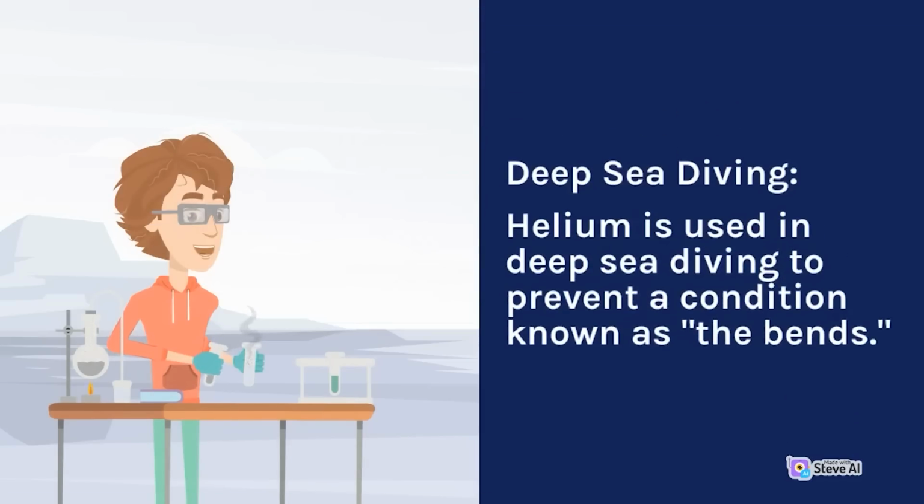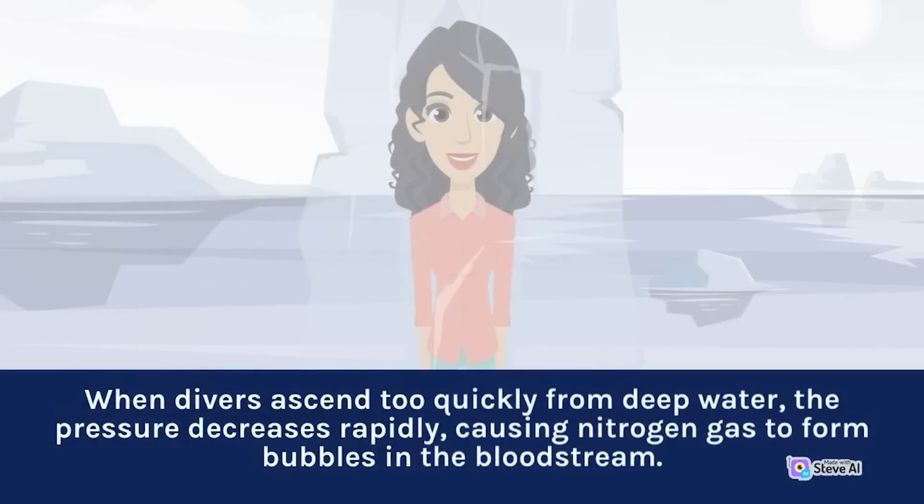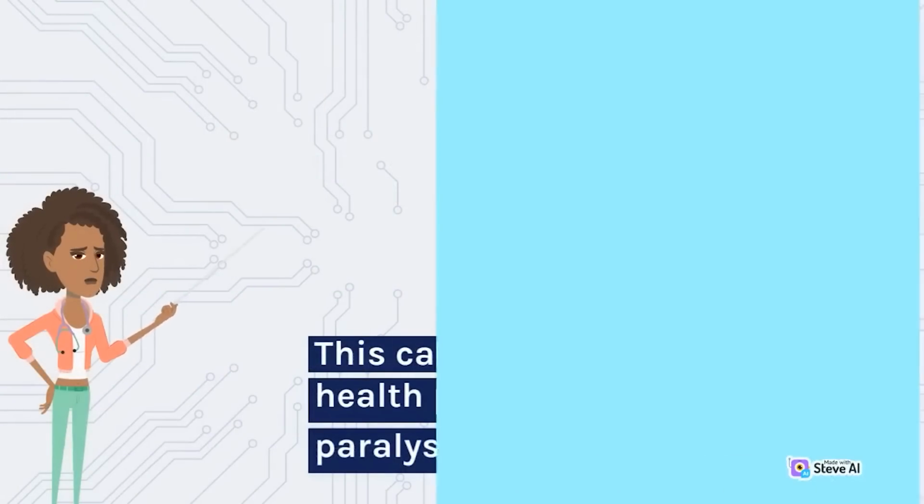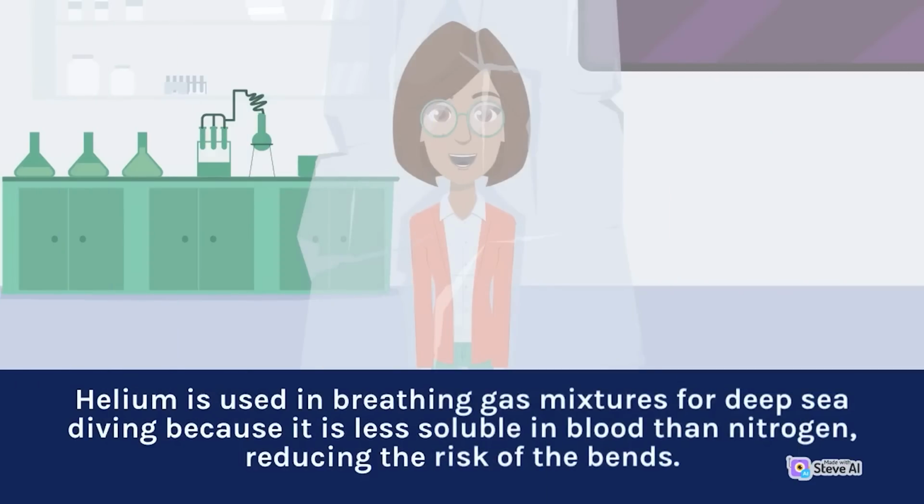Deep-sea diving. Helium is used in deep-sea diving to prevent a condition known as the bends. When divers ascend too quickly from deep water, the pressure decreases rapidly, causing nitrogen gas to form bubbles in the bloodstream. This can lead to serious health problems, including paralysis and death. Helium is used in breathing gas mixtures for deep-sea diving because it is less soluble in blood than nitrogen, reducing the risk of the bends.